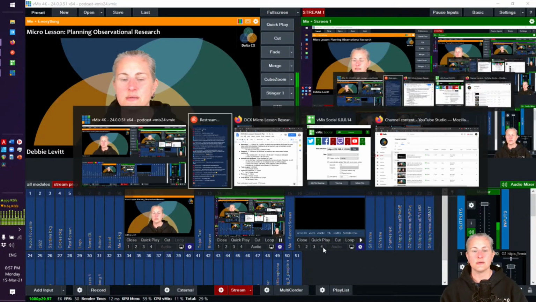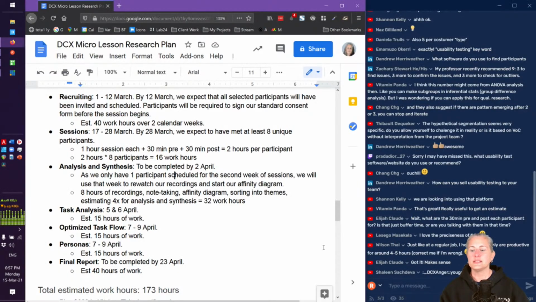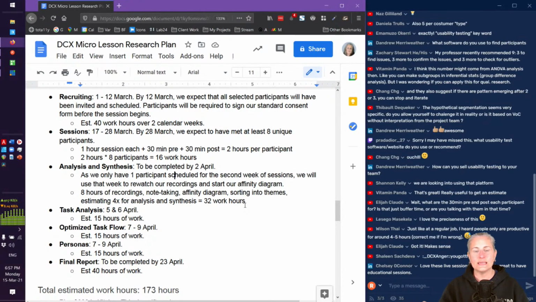Okay, so 15 hours for optimized task flow, 15 hours for personas. And again, it's not that personas take 15 hours, but very often I'm estimating these blocks of time on the assumption that I'm going to go a few rounds with my clients or with my team and coworkers or with a stakeholder or with my lead.